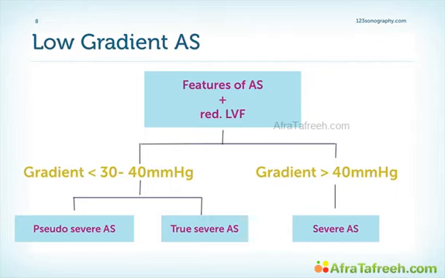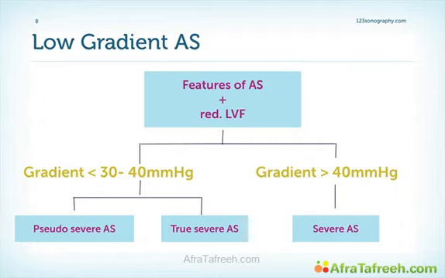Patients who still have high gradients usually will improve their left ventricular function after valve replacement. When a patient has a mean gradient above 40, this patient has severe aortic stenosis and should be sent to valve replacement. However, if a patient has a gradient below 30 or 40, again, we have to differentiate into patients who have true severe aortic stenosis versus those patients with only pseudo-severe aortic stenosis. How do we do that? We do a dobutamine stress echo.